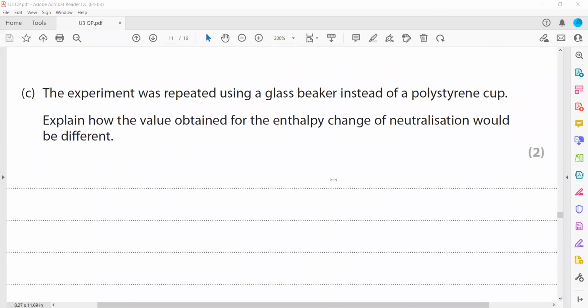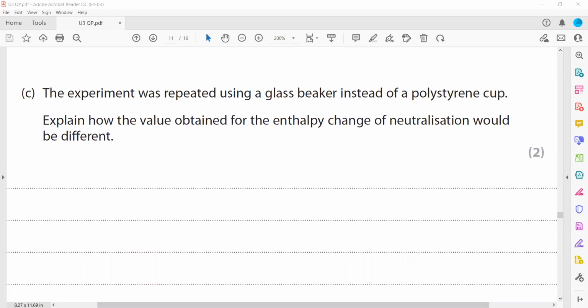Then the experiment was repeated using a glass beaker instead of a polystyrene cup. Explain how the value obtained for the enthalpy change of neutralization would be different. Because polystyrene is an insulator, it does not allow heat to escape. But glass can allow heat energy to escape. Glass is a relatively better conductor, so glass will remove the heat energy from the solution. So the temperature change will be smaller.